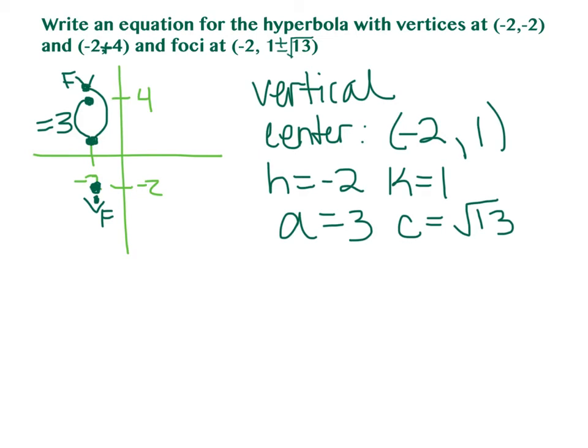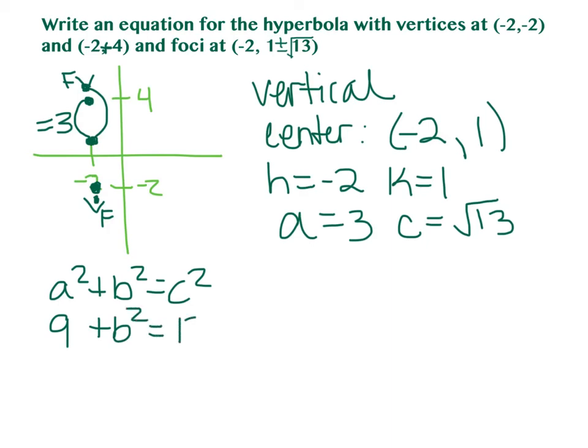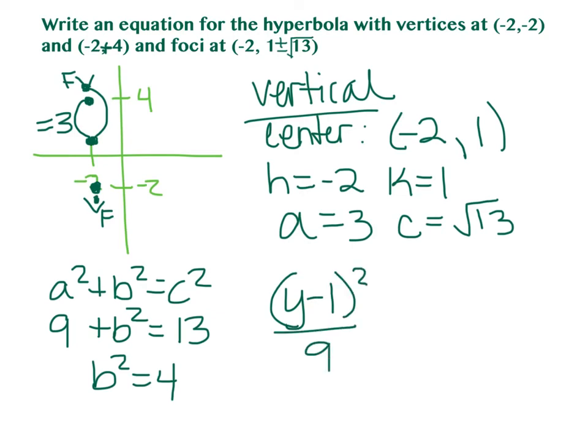So now we can use A and C to get B. A squared plus B squared equals C squared. So 9 plus B squared equals, and when I square the square root of 13, I get 13. That means that B squared is 4, and B is 2. So now we have everything we need to write the equation. Verticals always start with y, so y minus k, y minus 1 squared over a squared, minus x minus h squared over b squared, equals 1.